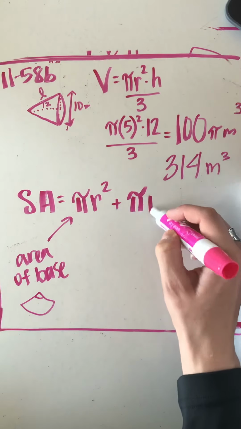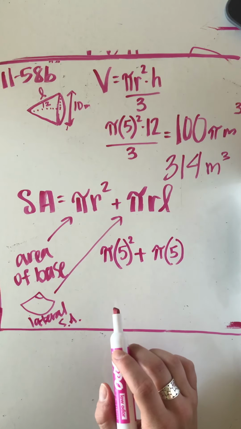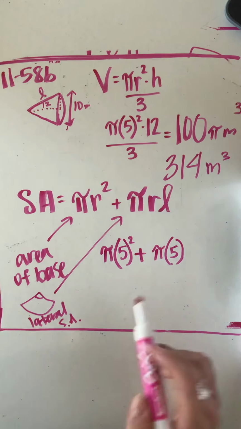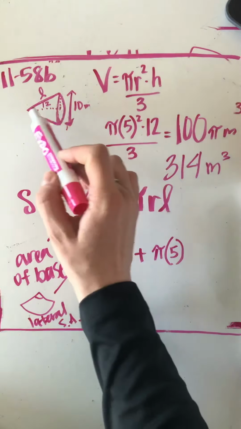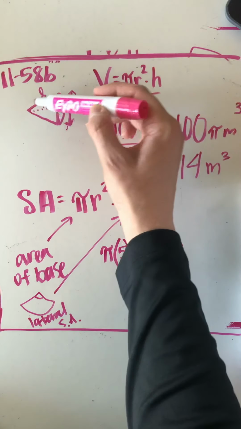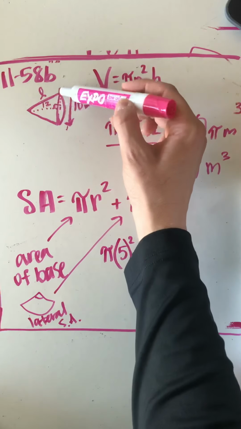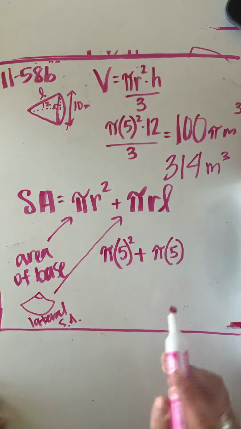So the area of the base we know is pi times 5 squared, 25 pi, plus pi times 5 because the radius is still 5. And then the lateral surface area, you need to find the slant height, right? So the slant height, let's go back to our original shape and notice that the height and the radius create a right angle, and the slant height with those two creates a right triangle.